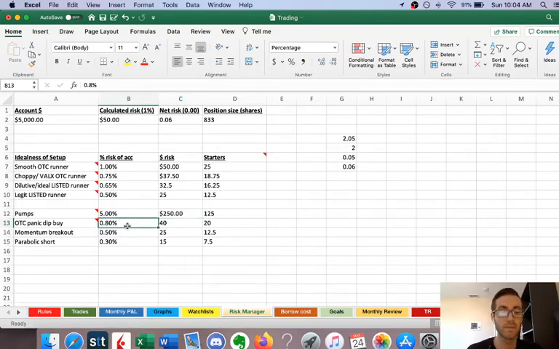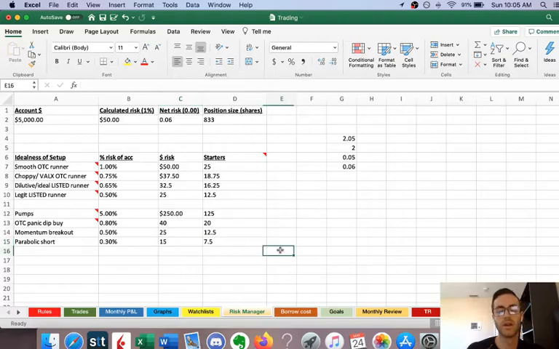For OTC dip buy panics, I risk 0.8%, so if you had a $5,000 account, it'd be $40. Momentum breakout, which is my term for the OTC swizzle with Jack and Dom, if you've heard them teach it before, I'm going to risk 0.5%, so it would be $25. And for parabolic short, I use the smallest size possible because that's a very risky and dangerous setup.